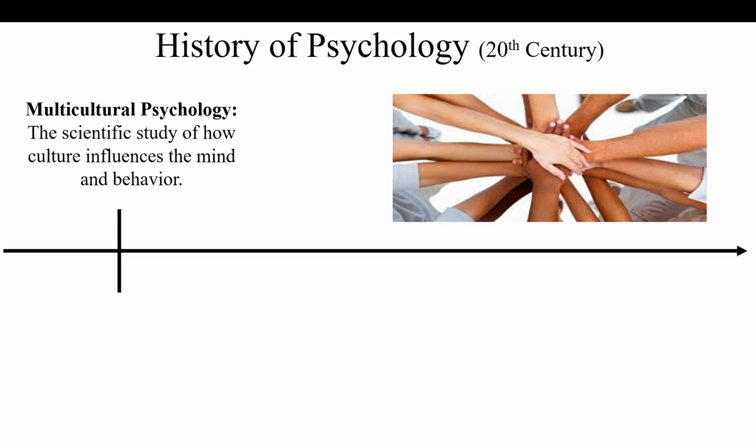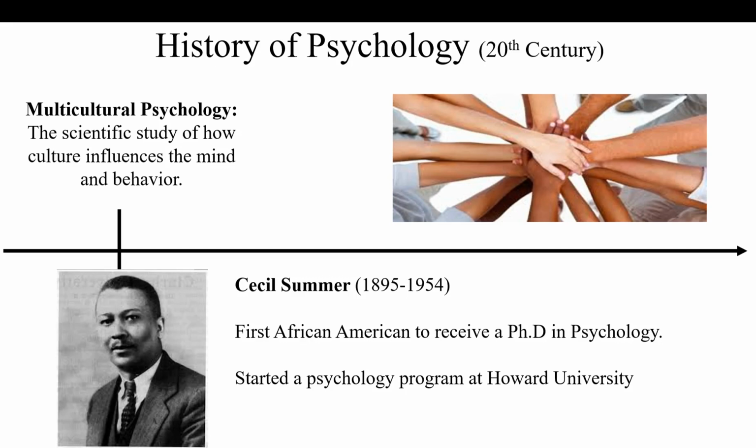Multicultural psychology is the scientific study of how culture influences the mind and behavior, specifically how culture affects the way people think, feel, or act. Multicultural psychology originated from African American psychologists exploring cultural differences within the African American population. One notable African American who studied multicultural psychology was Cecil Summer, and he started his own psychology program at Howard University. And intelligence testing was one of the main focuses of multicultural psychology, which influenced the opportunities available for Black men and women to get jobs through intelligence testing.